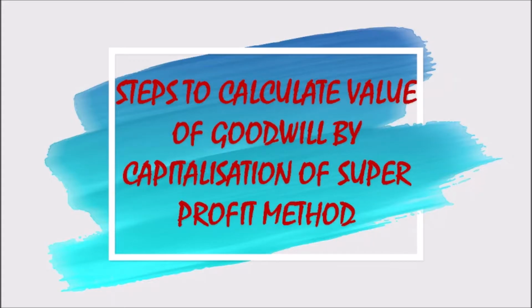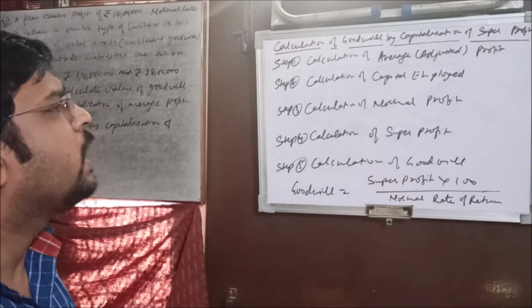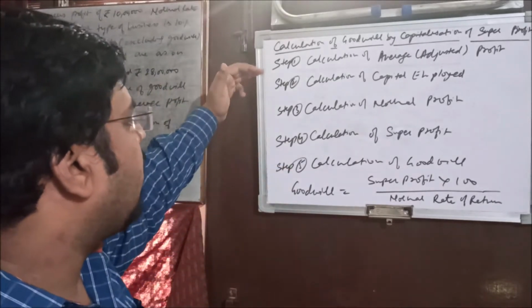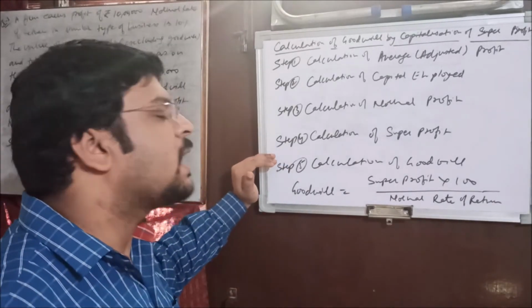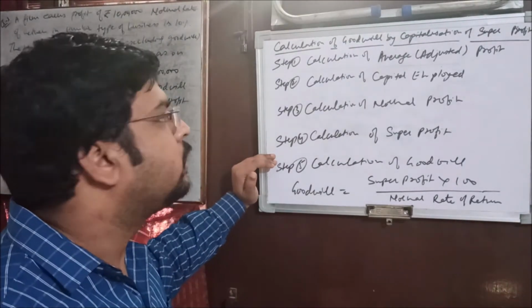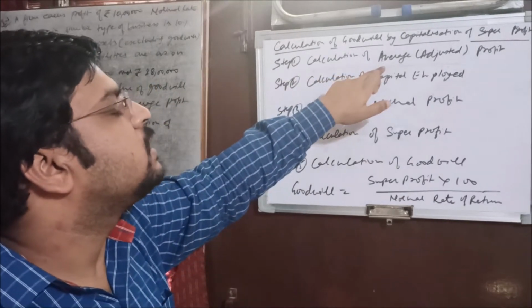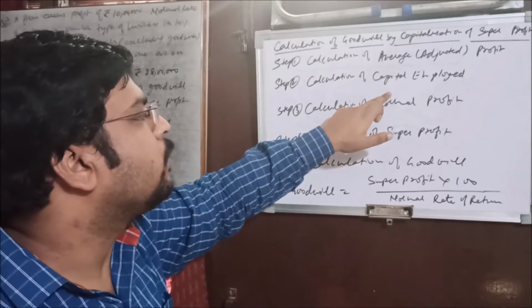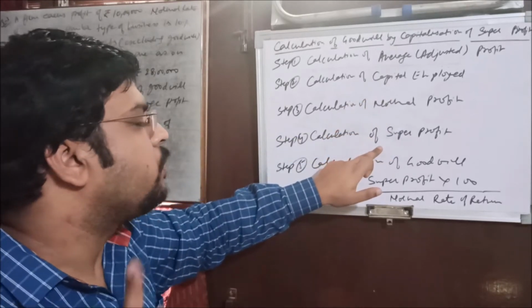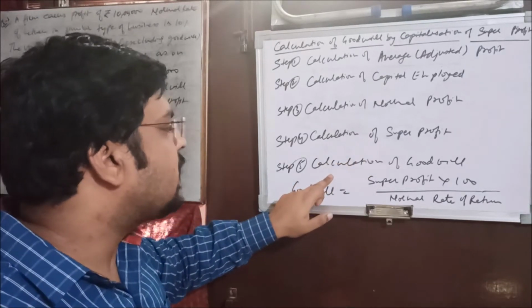Now let's understand the steps of calculation of goodwill by the capitalization of super profit method. These are the steps to calculate goodwill by the capitalization of super profit method. Up to this level, these are the same steps you followed in the calculation of goodwill through the super profit method. Very first we need to calculate the adjusted average profit, then capital employed, then normal profit, and then the super profit. I am not repeating it here. Only this step is different.